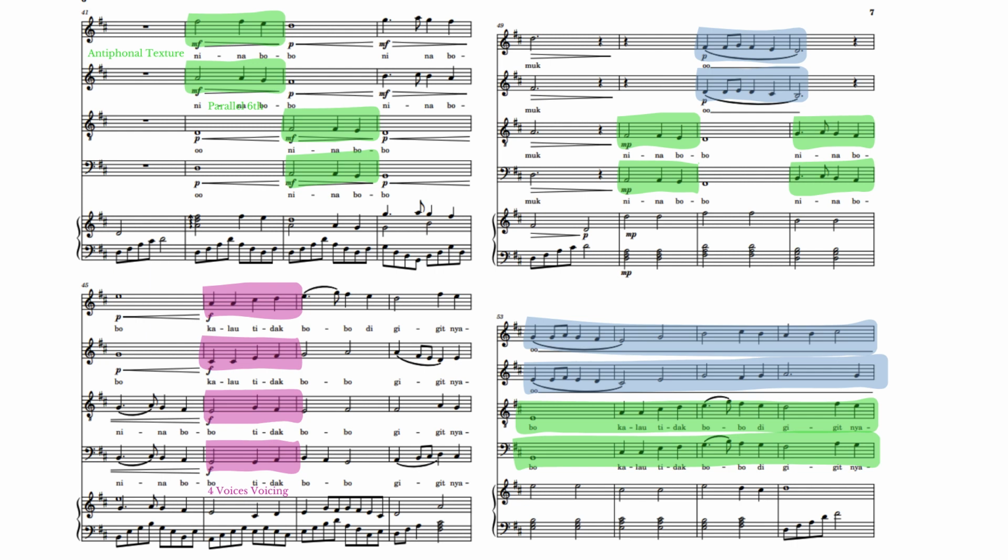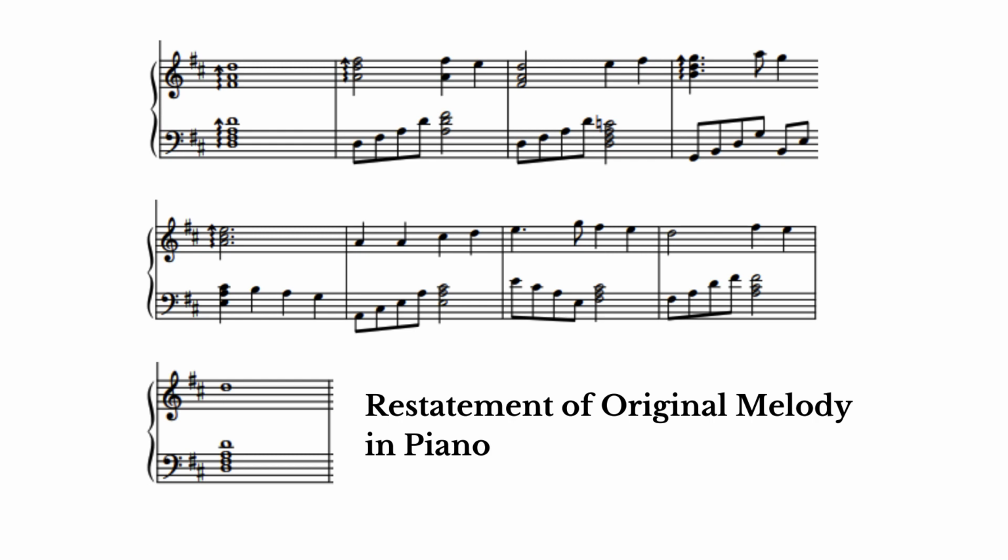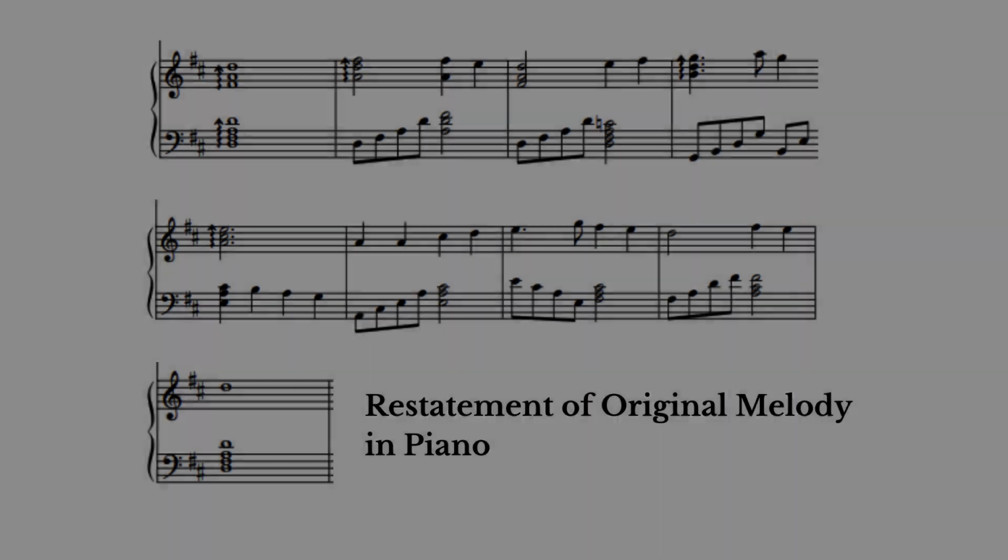This time the tenor and bass are singing in a chorus a 6th apart, whilst the alto and soprano are singing in vowels as a response and also as an accompaniment. And this is the restatement of the original melody, but this time on the piano. This acts as a sort of softer transition to the ending of the B section.